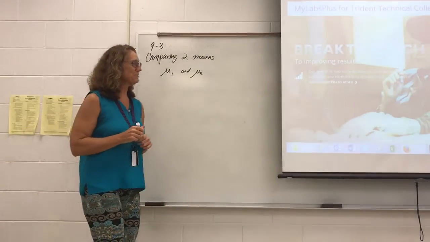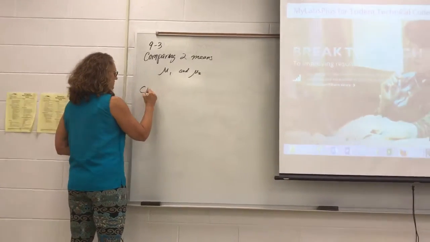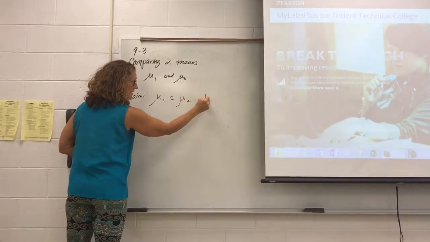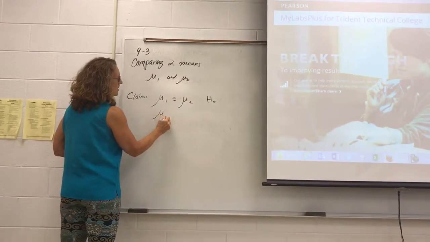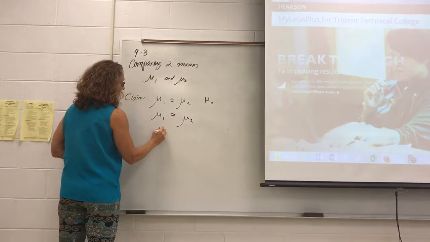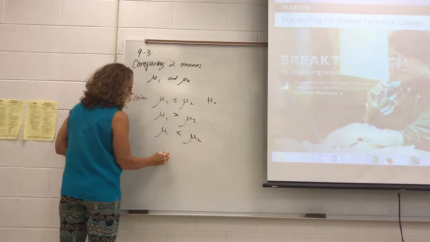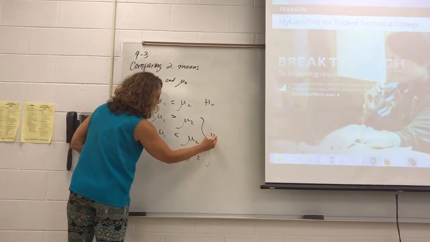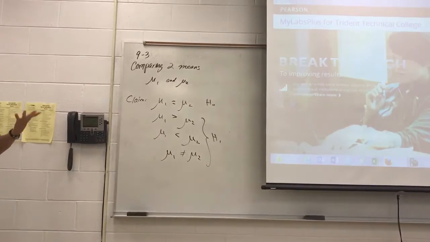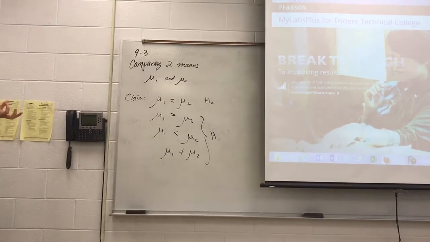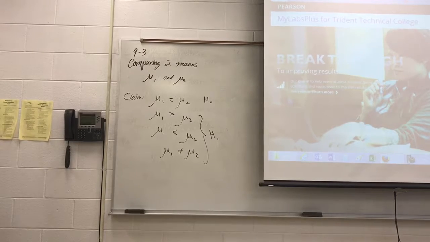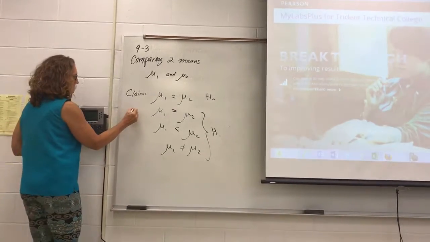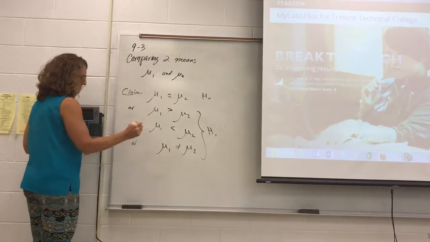All right, so in this case, your claim is either going to be that they are equal, which would be an H0 claim, or that one is greater than the other, or that one is less than the other, or that they are not equal. And these 3 would be your alternate hypothesis claims. So very similar situation, you just don't have a value, you just have a comparison. So it's either that, or that, or that, or that.